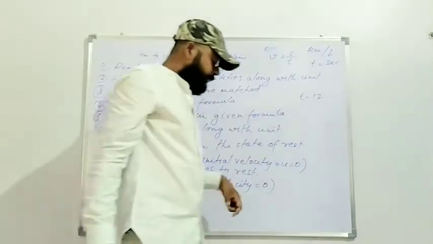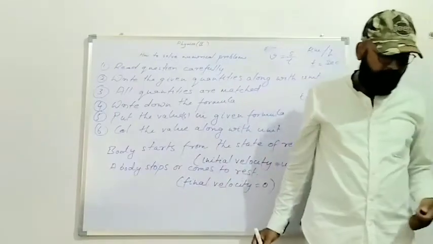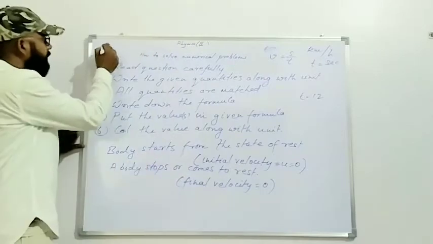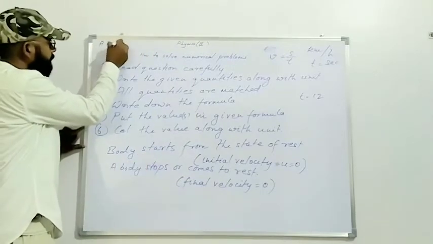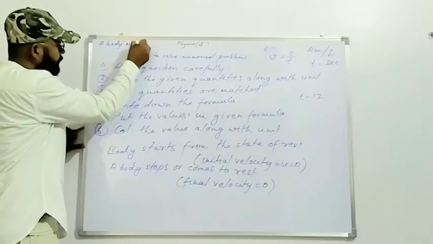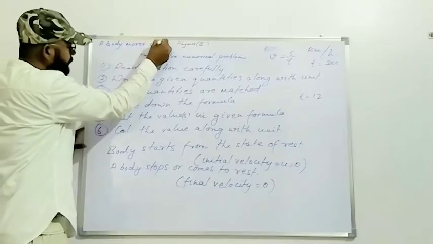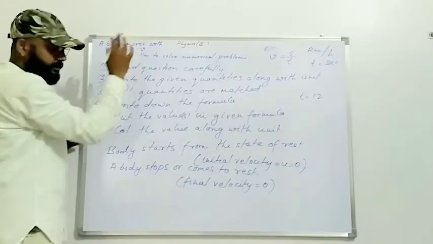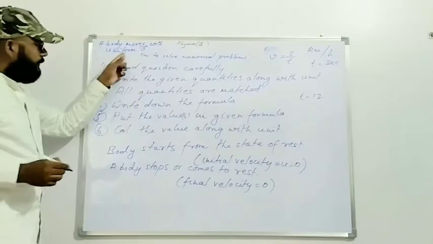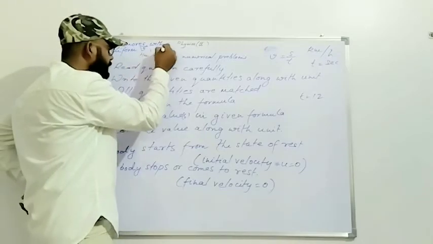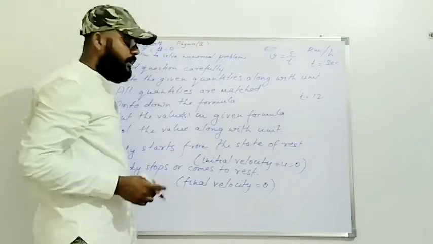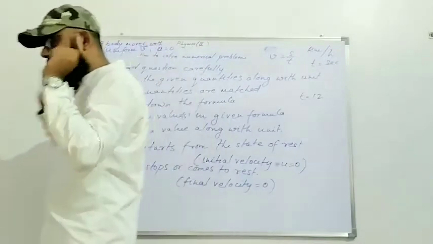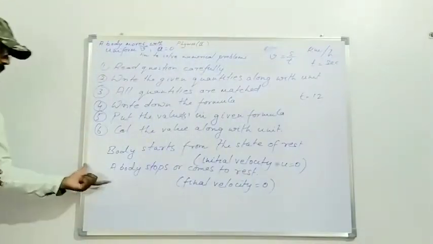Okay, got it? Suppose the statement is a body moves with a uniform velocity. Uniform velocity. It means what? Acceleration is equal to 0. So these are common statements asked in the questions. Okay, so you keep in mind what these statements mean.